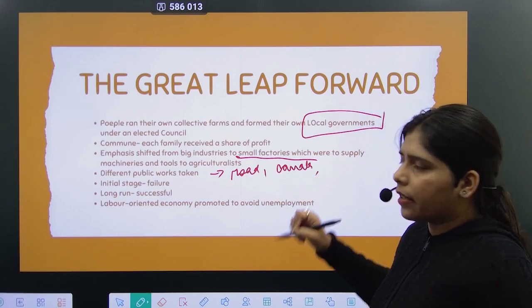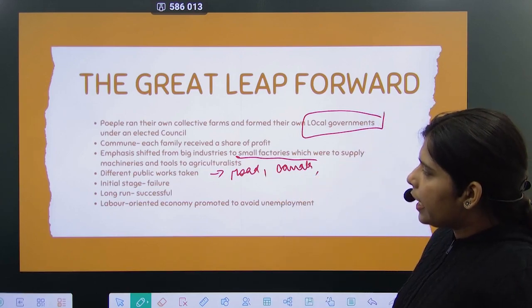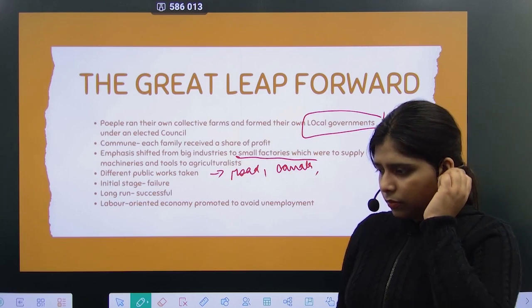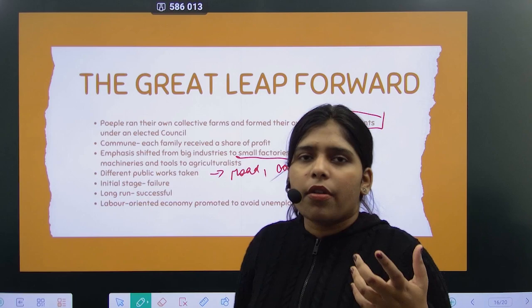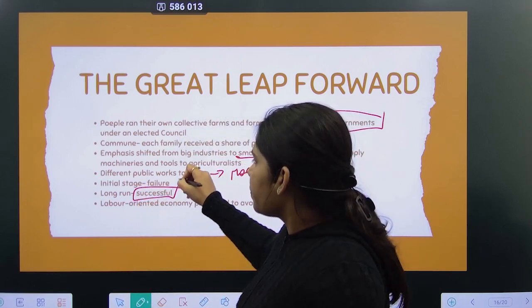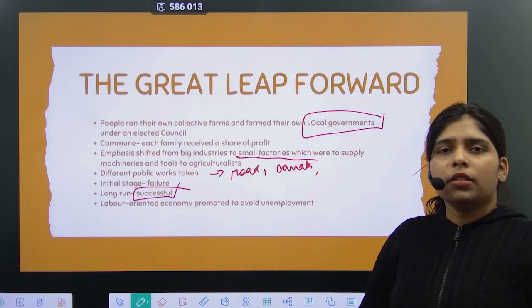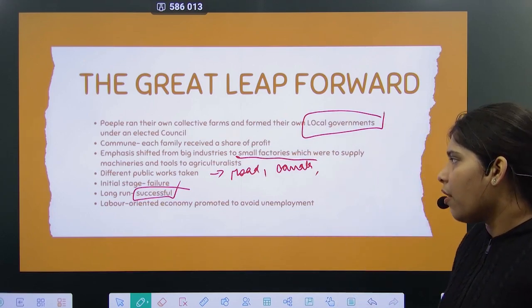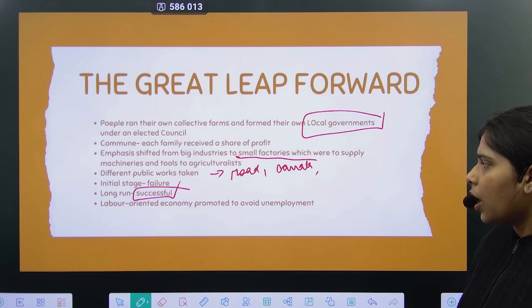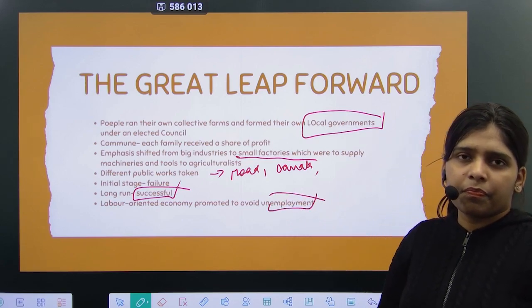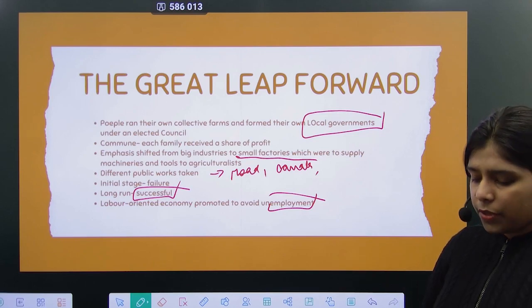They were also taken. You will see that this Great Leap Forward, initially it wasn't very successful. It was because it was giving very slow results. But in the long run, we saw it did come out to be successful. Okay? And Mao Zedong decided that I am going to keep my economy as a labor-oriented economy, so that unemployment at least is avoided. All right. So this is what we see.